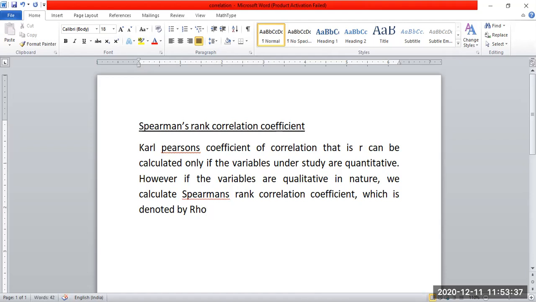So how is that notation? Just a minute. The notation is like this. This is rho. I repeat once again, this is nothing but rho. The Spearman rank correlation coefficient is denoted as rho.